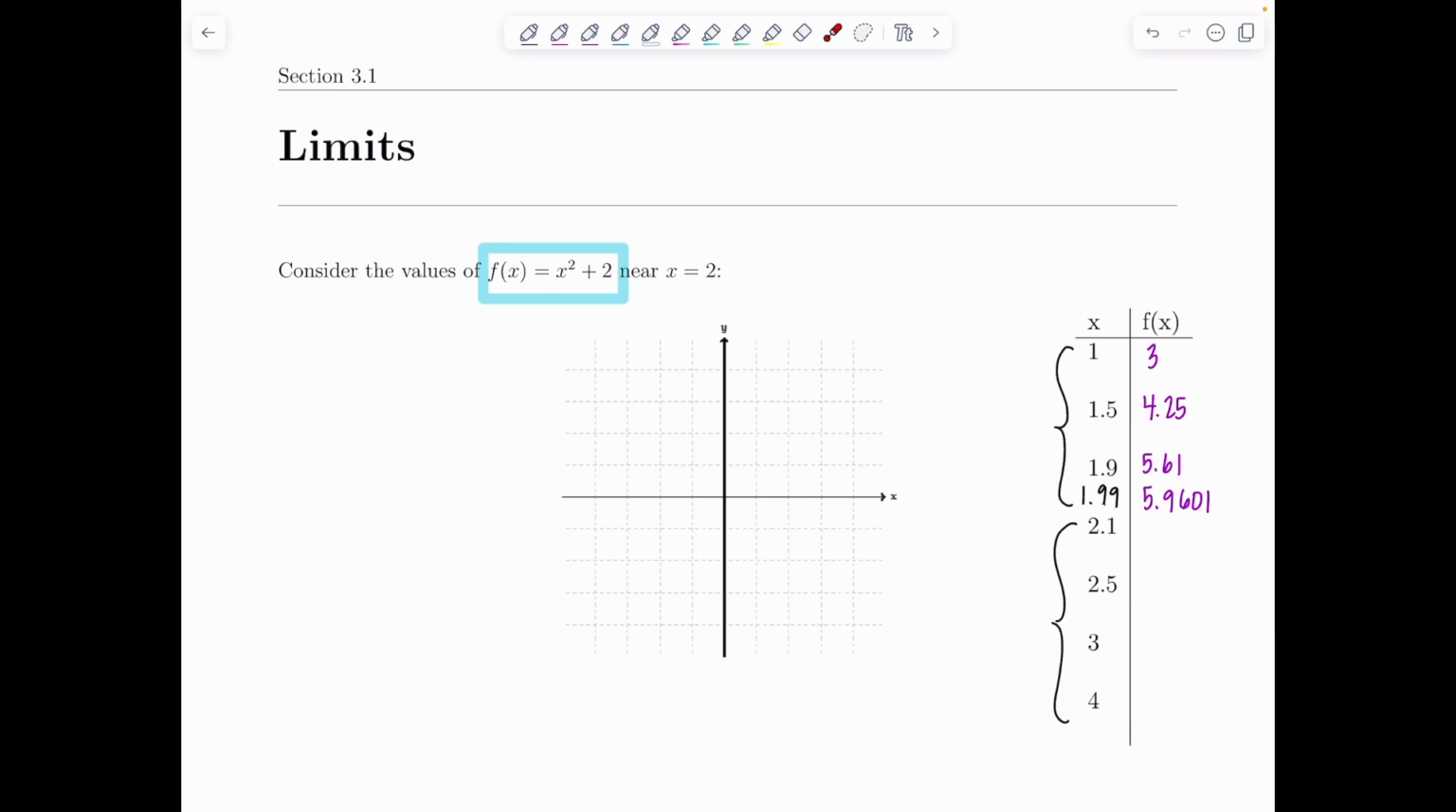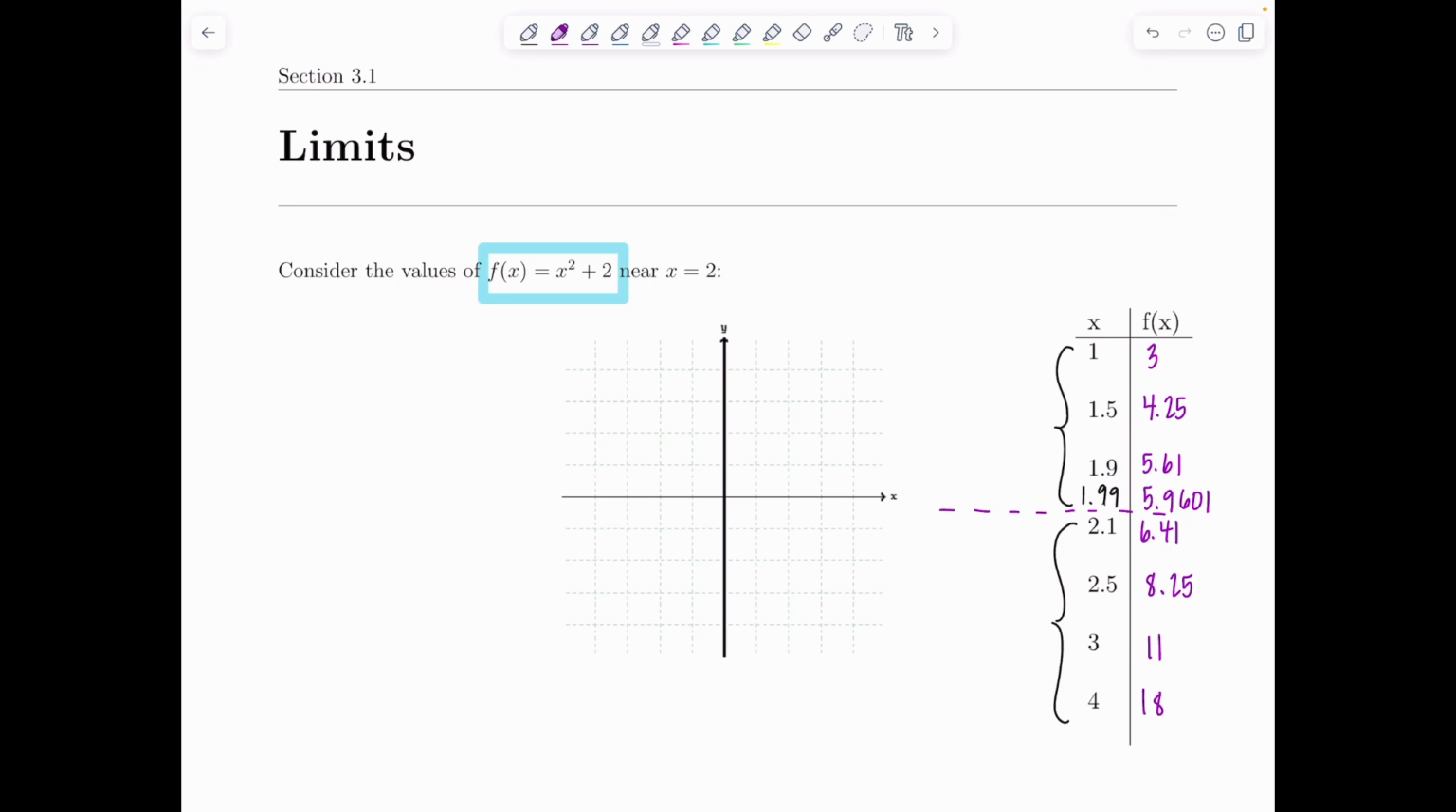Right now, where does it look like the function values, the y values, are heading? They're getting bigger, and here it looks like they're getting really close to 6. Now let's plug in the values that are a little bit bigger than 2. 2.1 squared plus 2 is 6.41. 2.5 squared plus 2 is 8.25. 3 gives us 11, and 4 gives 18. These values are further from 6, but notice as we get closer and closer to 2, again, the y values seem to be approaching 6.